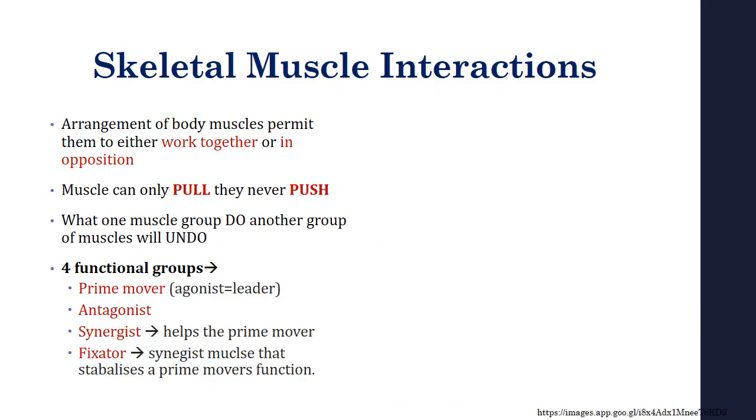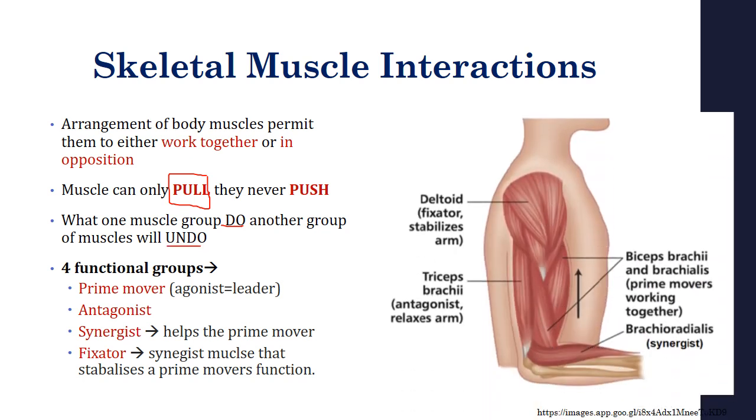Muscle interaction is based on the fact that a muscle can only pull, it cannot push. So that's something for you to remember. And the interesting thing is muscles usually work together or in opposition, which means what one muscle does, another group of muscles will undo the action.